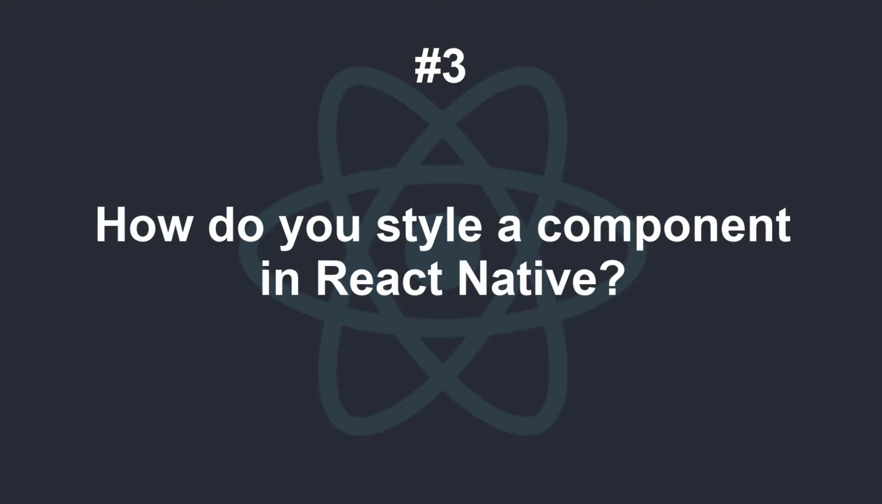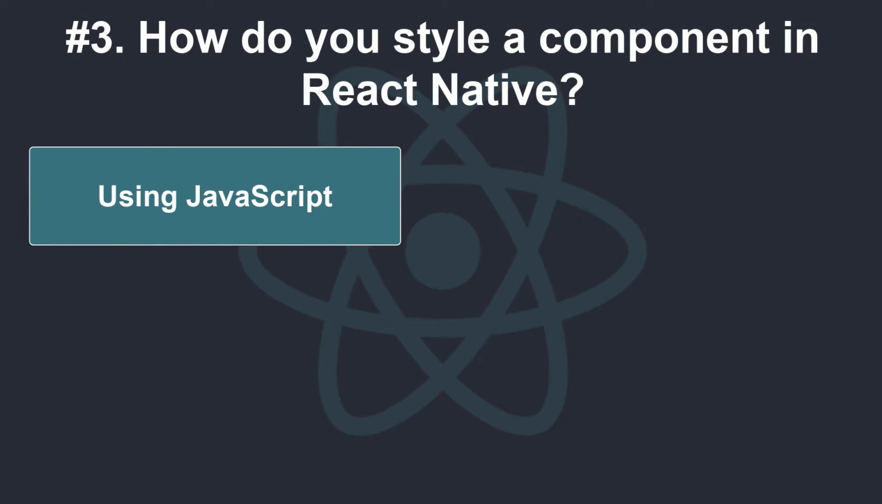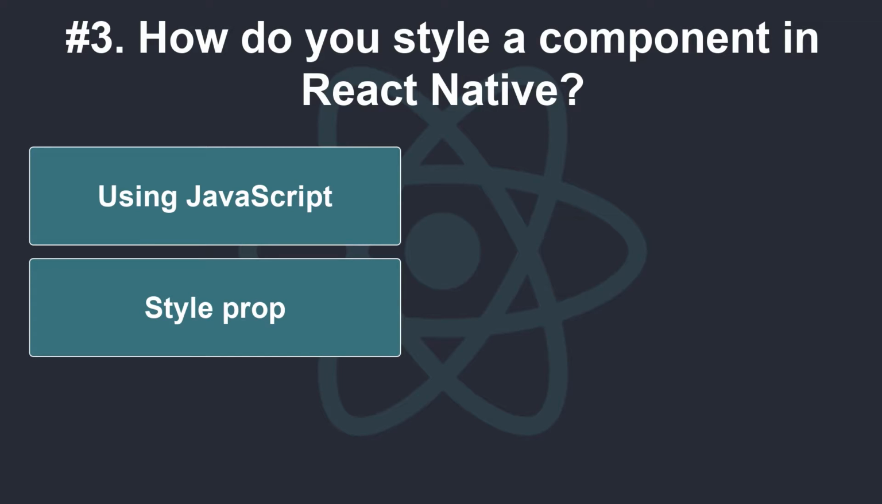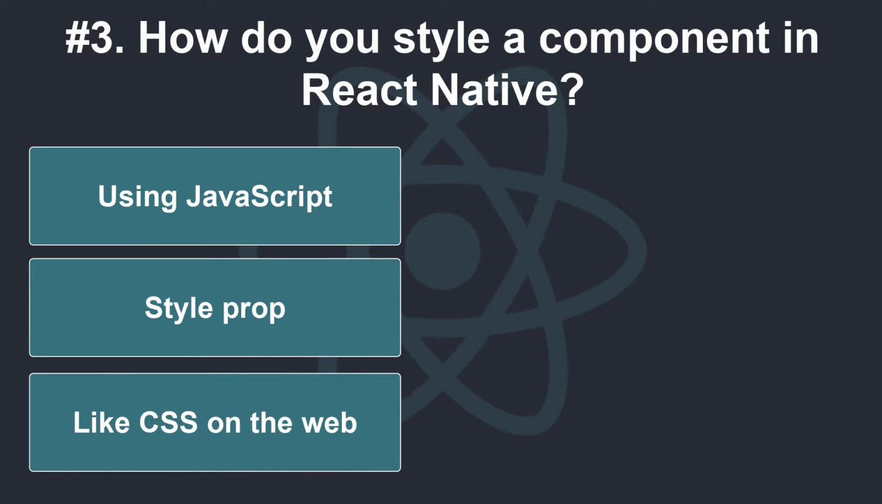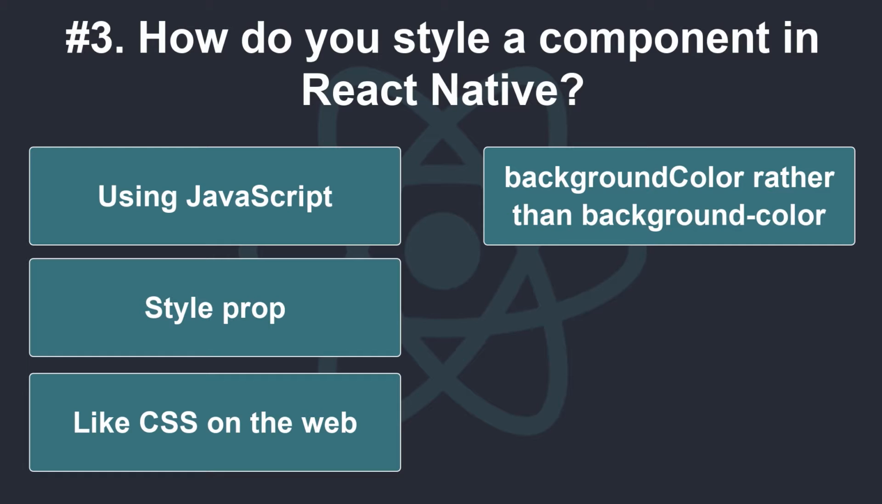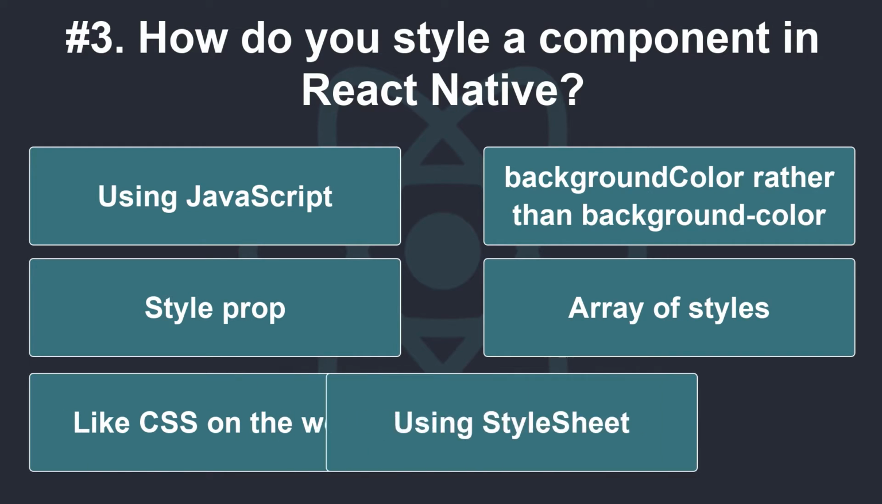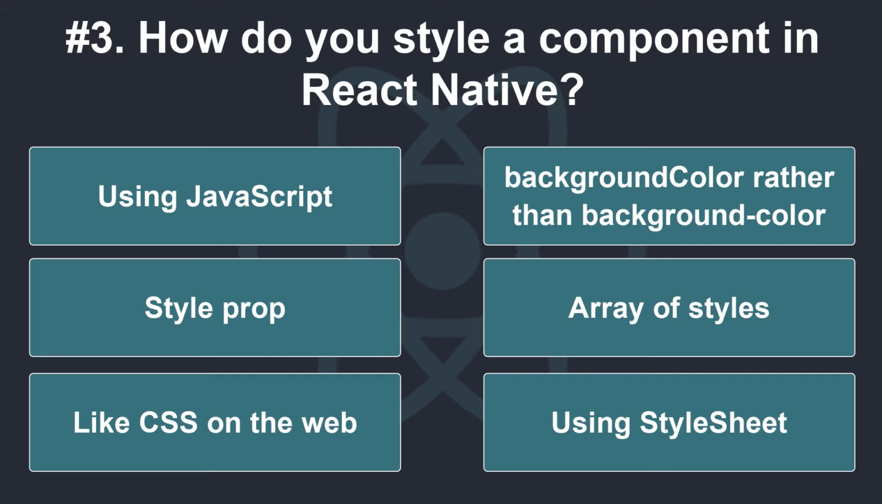How do you style a component in React Native? With React Native, you style your application using JavaScript. All of the core components accept a prop named style. The style names and values usually match how CSS works on the web, except names are written using camel casing. For example, backgroundColor rather than background-color. You can also pass an array of styles. The last style in the array has precedence, so you can use these to inherit styles. As a component grows in complexity, it's often cleaner to use a StyleSheet to define several styles in one place.